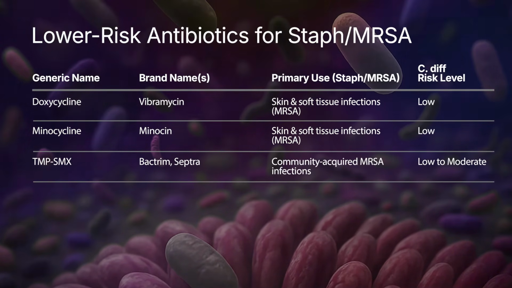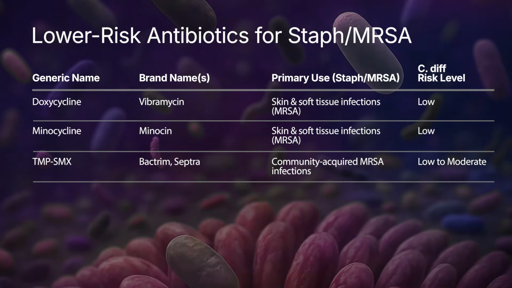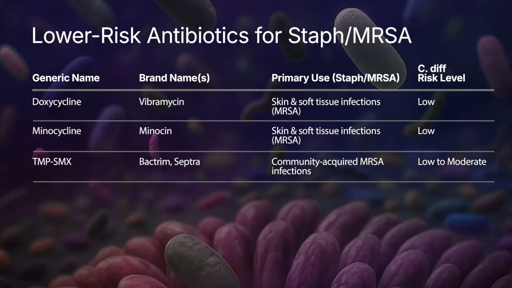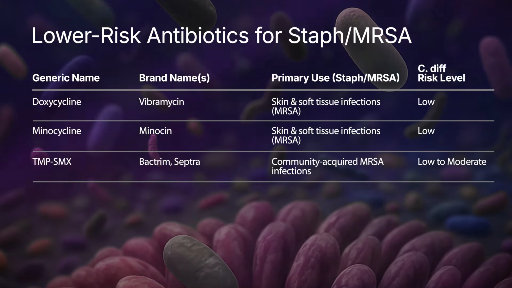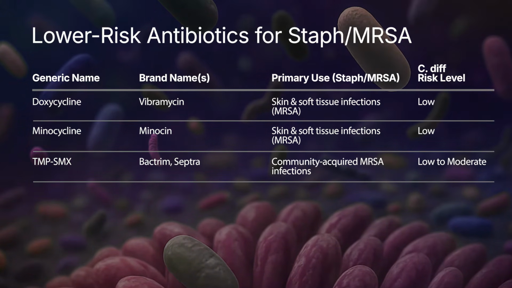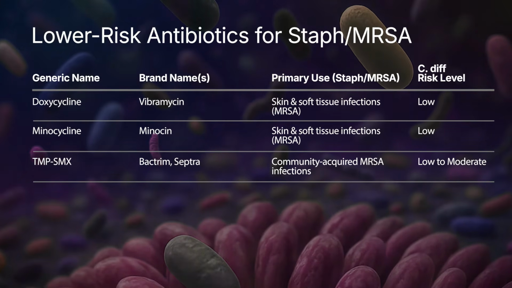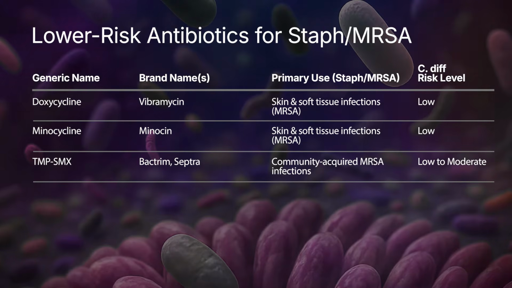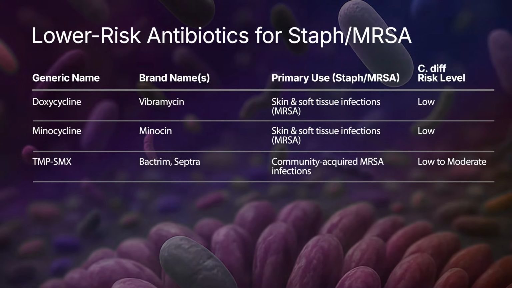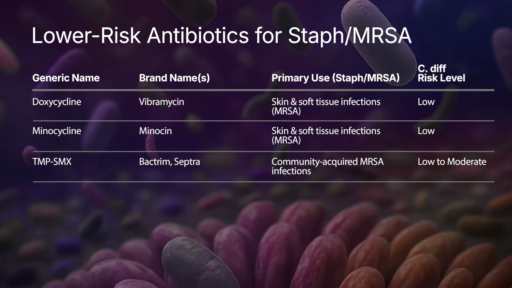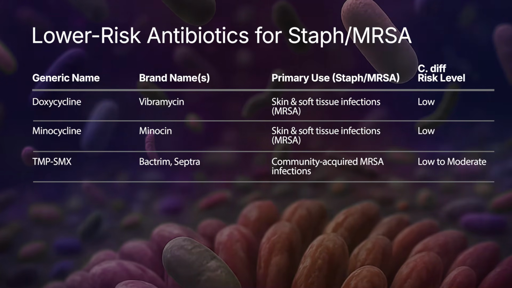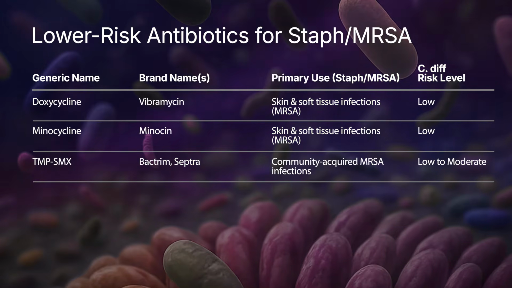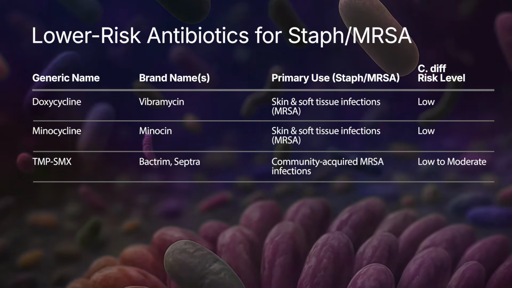Now, another common option for MRSA is trimethoprim sulfamethoxazole. Thankfully, this one is often abbreviated as TMP-SMX, because even that one is a tongue twister for microbiologists. This TMP-SMX is also known by the brand name Bactrim. Now, this antibiotic generally sits lower on the C. diff risk spectrum than the high-risk agents, though it's not risk-free.